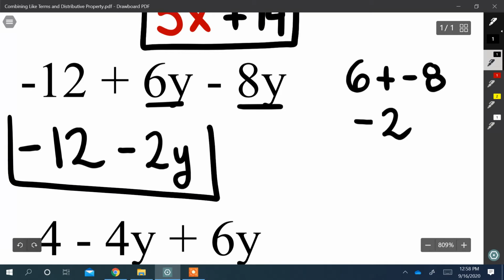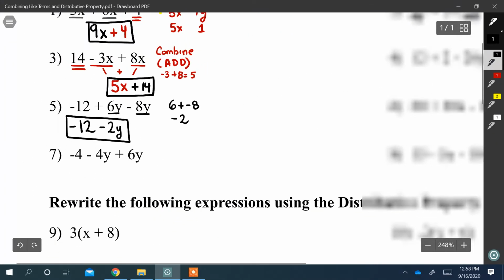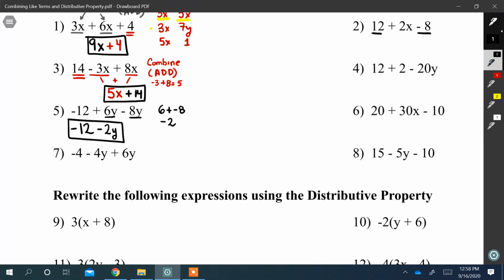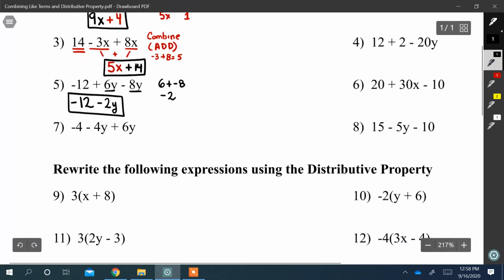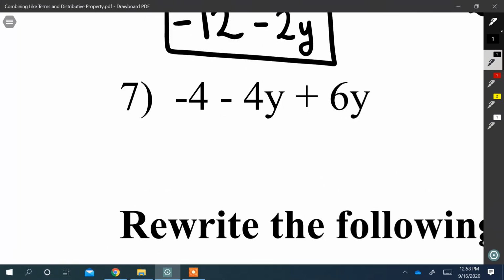And of course, I already know that I'm not supposed to combine those two because the 12 and the negative 2y are not like terms. Go ahead and do number 6. Combine those together. Let's do the last problem for combining like terms. We have negative 4 minus 4y plus 6y.